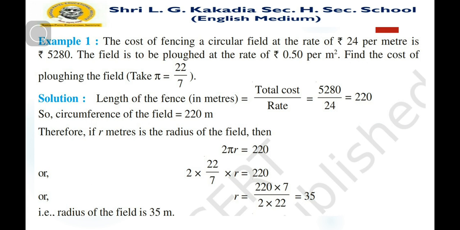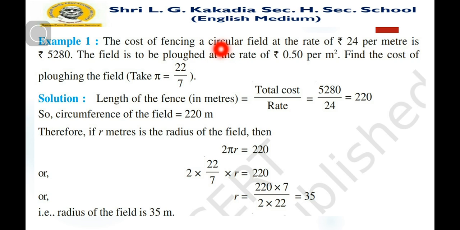Now let us take one example to revise our memories. The cost of fencing a circular field at a rate of 24 per meter is rupees 5,280.